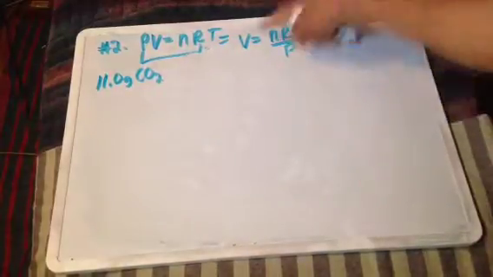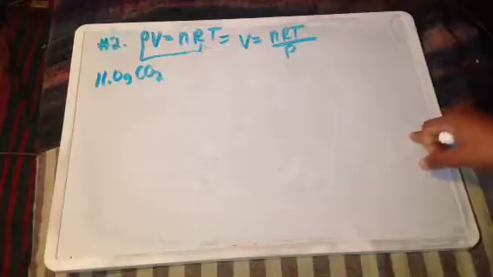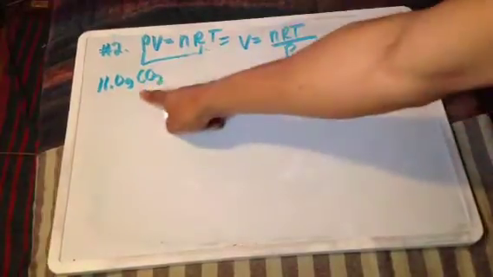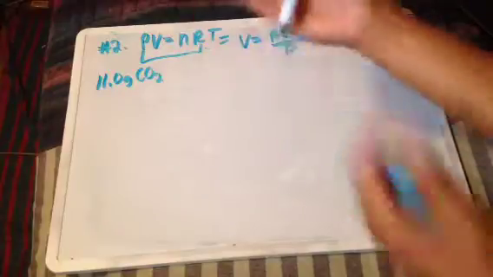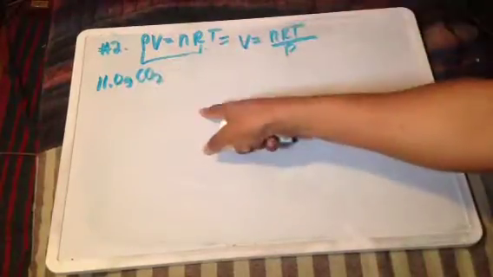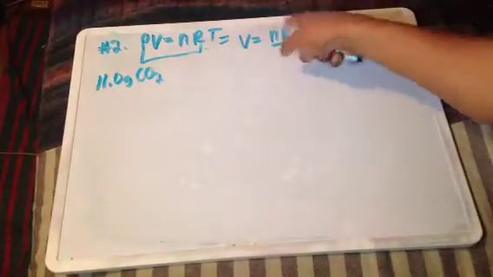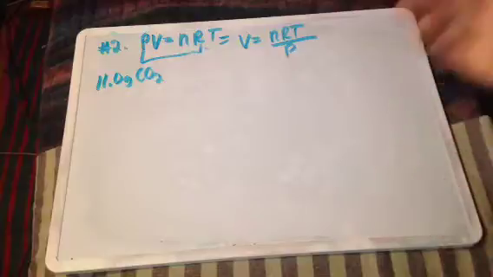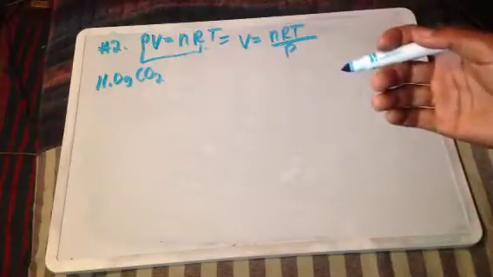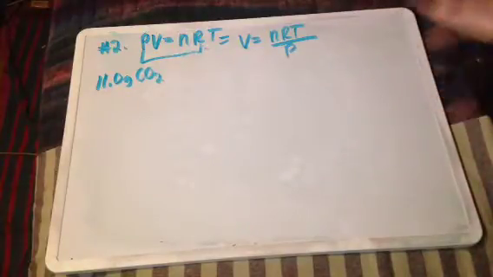We know that n is always going to be in moles. Always going to be in moles. Can't use grams. So we know we have to convert this 11 grams into moles in order to use it in this particular equation. So this goes back to all of the conversions that we did first semester, which were your favorite.